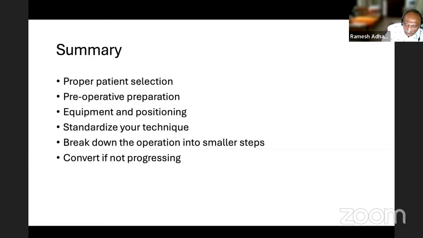So in our unit, if we are converting, it will be in the first 10 minutes. But once we know that we'll be able to do it laparoscopically, we'll go on. But this early conversion is a very important thing, what he said. Don't wait till you've torn the rectum, till you've gone into the wrong planes to convert. That is bad.